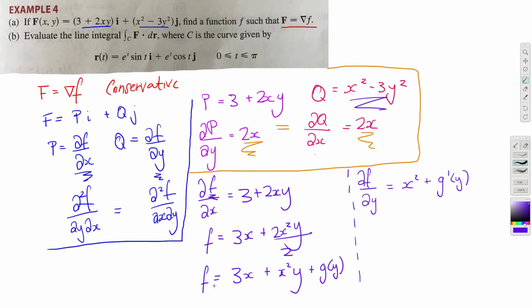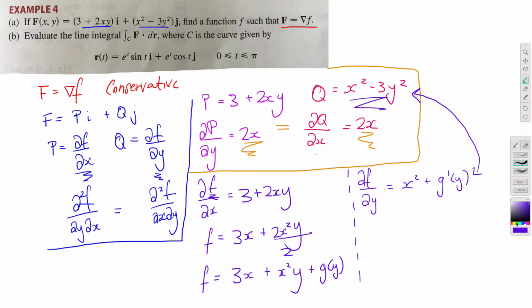So we started with df of dx, and that was 3 plus 2x. And we said, hey, if we integrate this with respect to x, we'll get f. And we did. We got f down here. Now we said, hey, we know that q is df dy. Well, we've got f. What if we now derive this by y? So we did that, and we got this. And we go, hey, this should be the same as that.